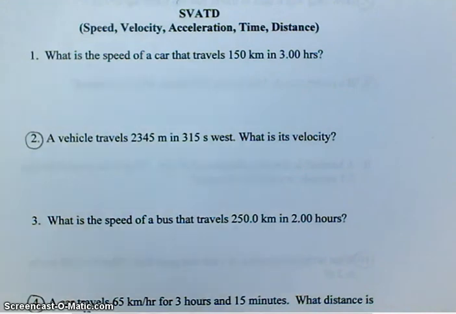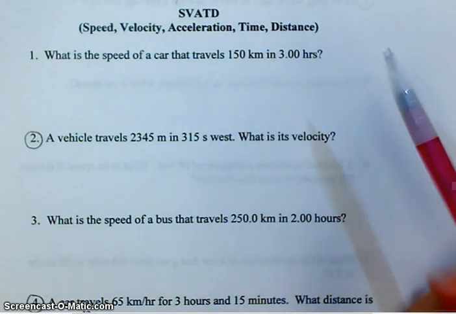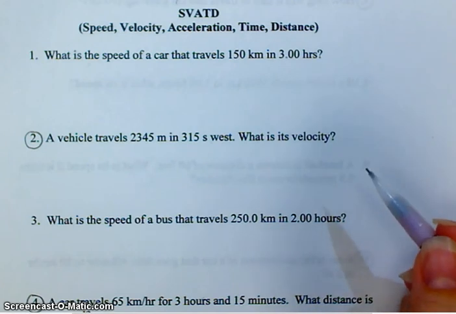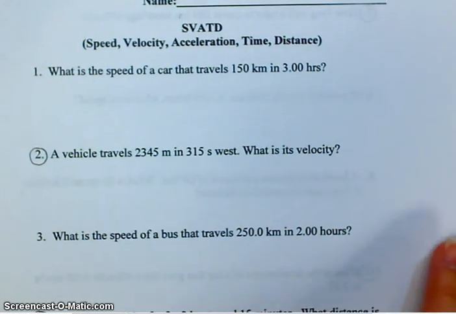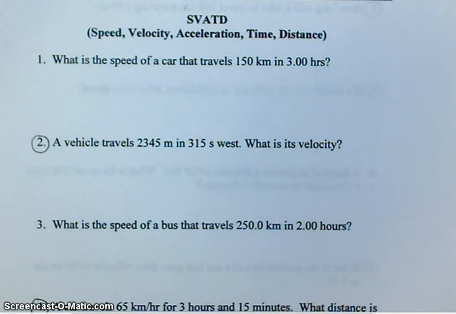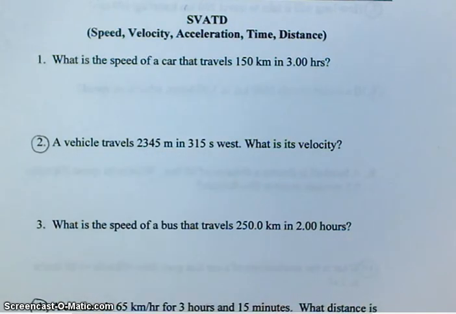Okay, so we're going to be looking at speed, velocity, acceleration, time, and distance, this worksheet. I'm going to do 3 on the front with you, and we're going to start with number 2. It says a vehicle travels 2,345 meters (M stands for meters) in 315 seconds west.